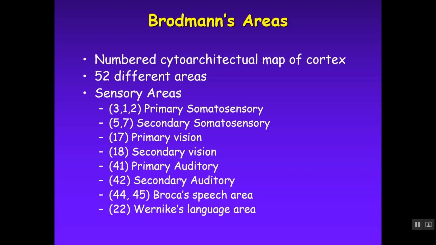So areas 3, 1, and 2 is your primary sensory information. I don't know why it's not 1, 2, 3, but when you look at it, it's like 3, 1, 2 going from anterior to posterior. 5 and 7 is the secondary somatosensory area. 17 is primary vision, 18 secondary, 41 primary auditory, 42 secondary auditory. Then 44 and 45 is Broca's speech area on the left side of the brain, okay? And Wernicke's area, number 22, again, 90-something percent of the time is on the left side of a person's brain. There's occasional people that have their speech areas on the right side of the brain.